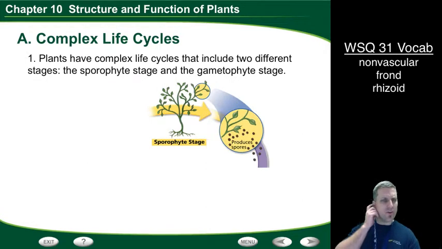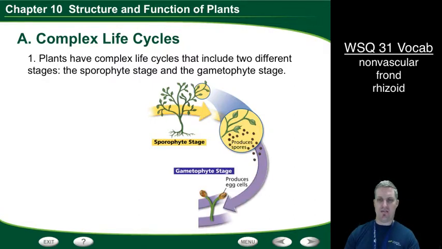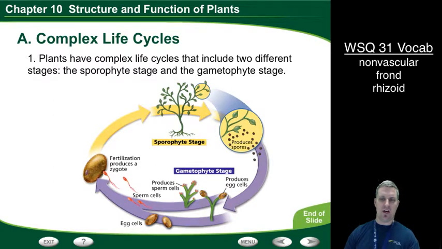One thing I wanted to start with, and I didn't put this in WSQ 30, is that we need to understand that all plants have a complex life cycle that really includes two different stages. There's what's called the sporophyte stage and the gametophyte stage. And here we have a diagram to help you see that. The sporophyte stage is the portion of the plant's life cycle in which the plant is producing spores. Okay, so tiny little cells that can ultimately grow into new organisms.